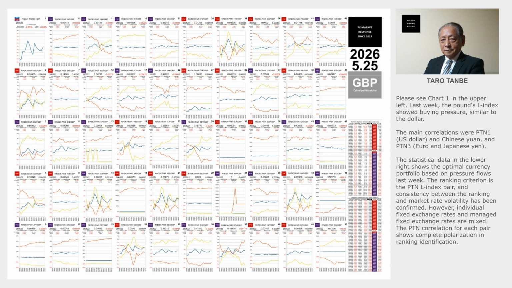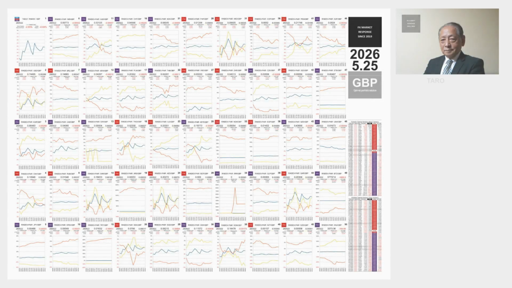The statistical data in the lower right shows the optimal currency portfolio based on pressure flows last week. The ranking criterion is the PTN-L index pair, and consistency between the ranking and market rate volatility has been confirmed. However, individual fixed exchange rates and managed fixed exchange rates are mixed. The PTN correlation for each pair shows complete polarization in ranking identification.